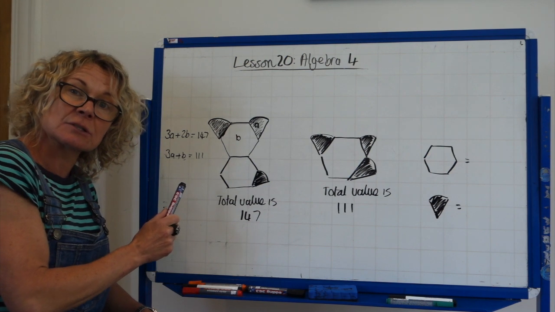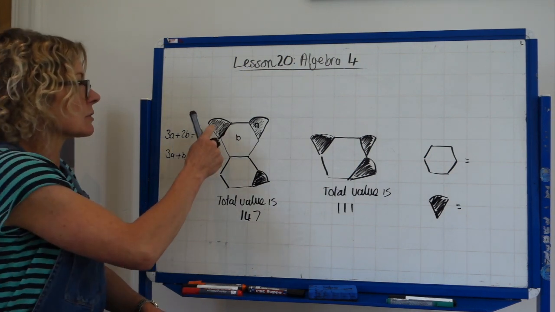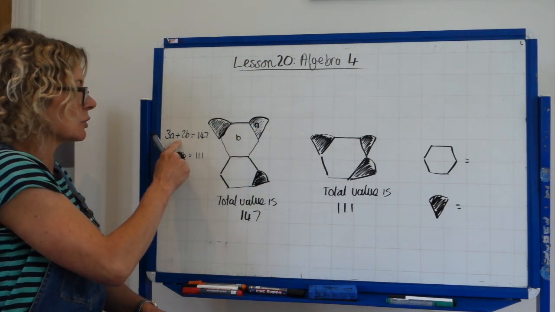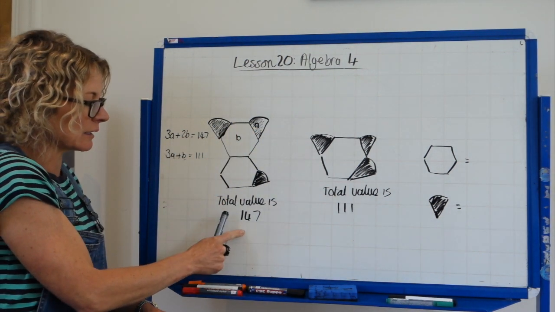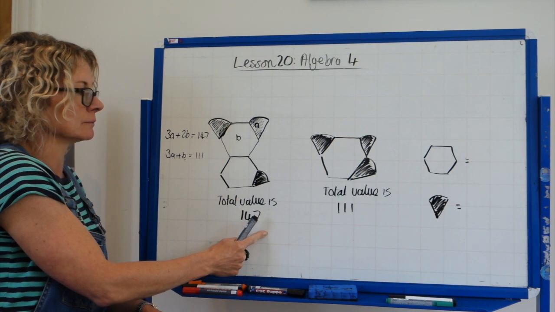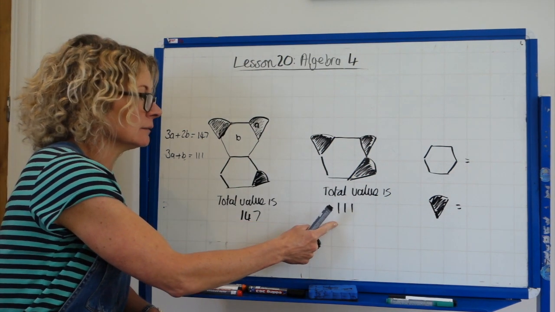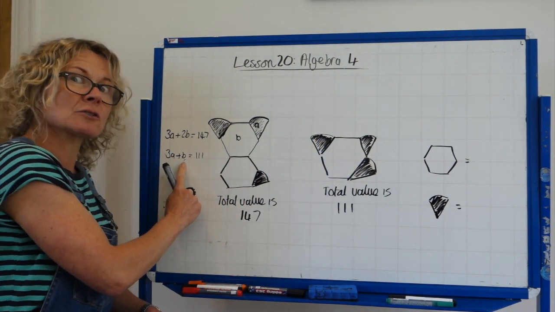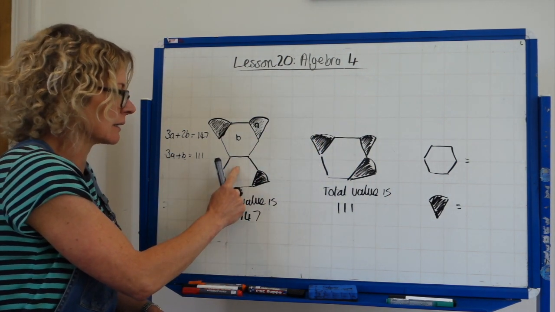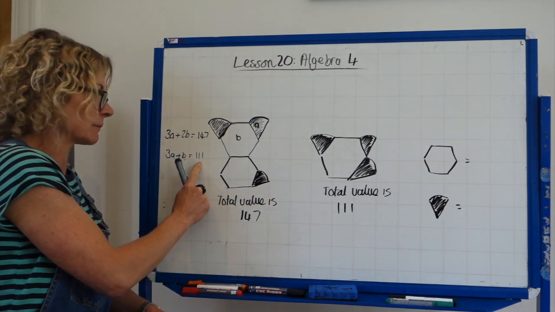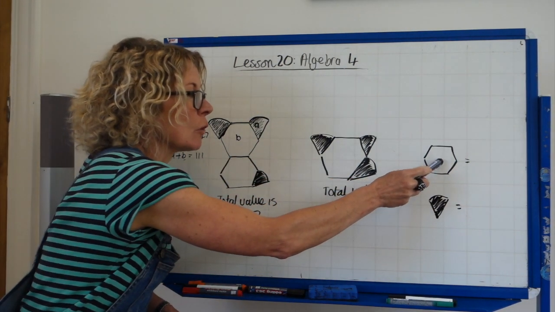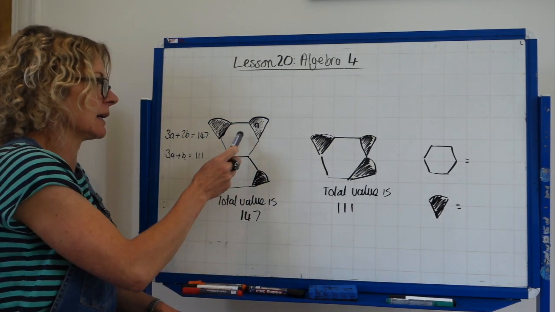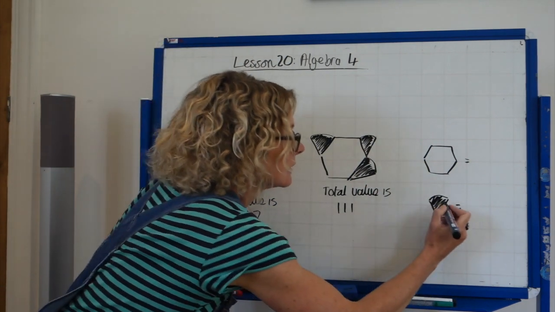And I've written out the equation. So 3 lots of A, would you agree if we're calling that A? And 2 lots of B, the value is 147. So the other thing that we know is that the value of 3 lots of A and 1 lot of B, there's only one hexagon, is 111. So you've been asked to find out what the value of the hexagon is and what the value of the cone shape is, the A and the B. Okay, well, let's write that in there.